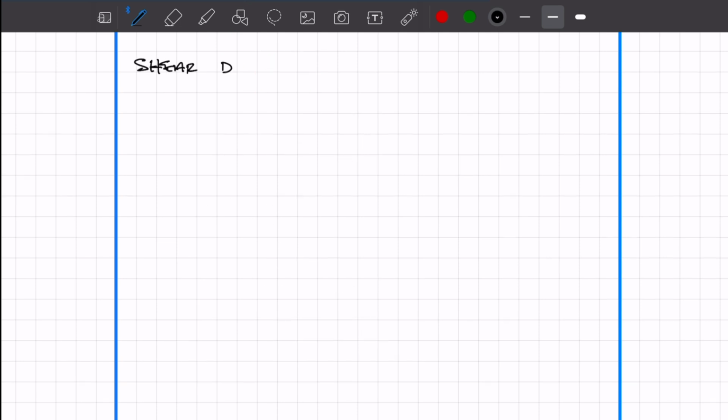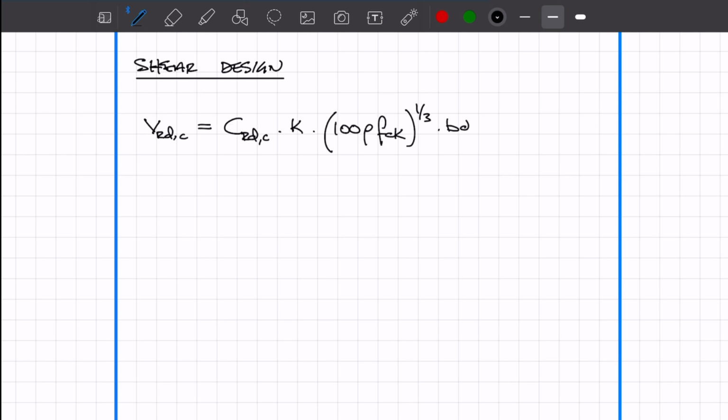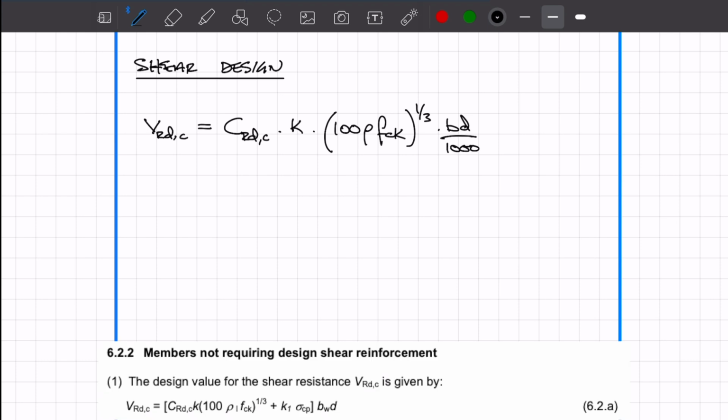Now, moving on to the design for the shear force. First we need to check if shear reinforcement is actually required, so we need to calculate the value of VRd,c. If our shear force exceeds this value, then we need to provide shear links. A lot of these values are from the code.